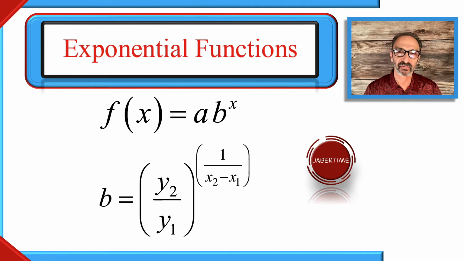Let's go over exponential functions, which is written as a times b to the power x. To find b, here's a shortcut: y2 over y1 to the power 1 over x2 minus x1, if you're given 2 points. Let's get started.